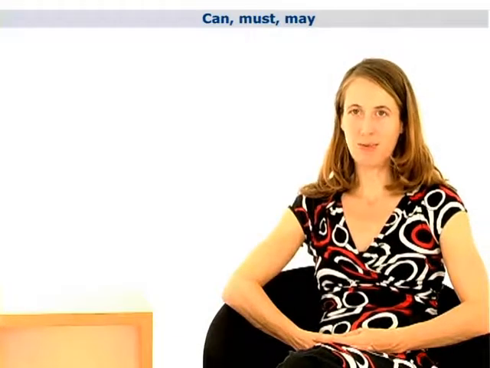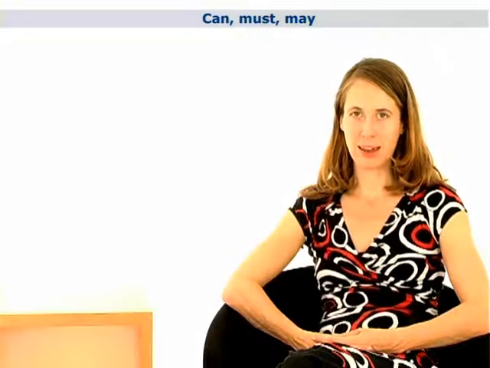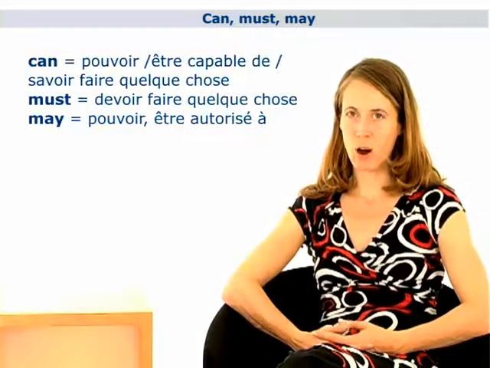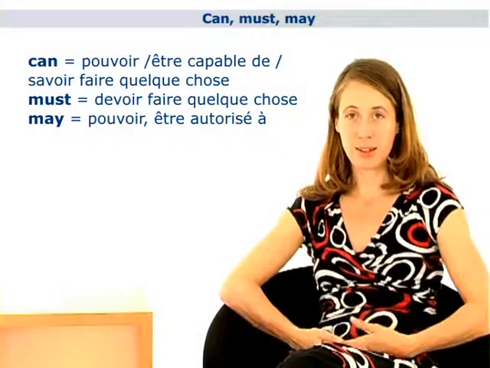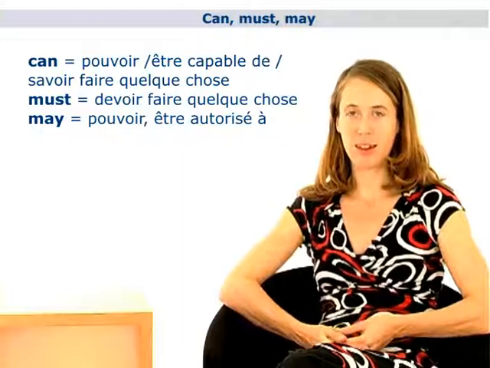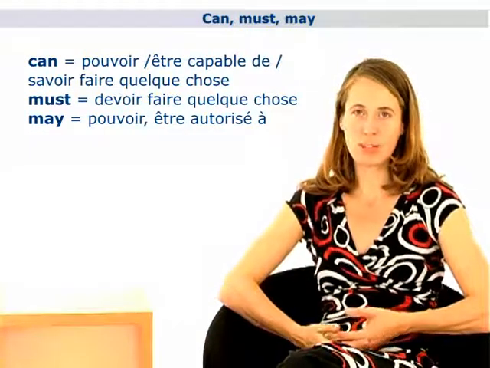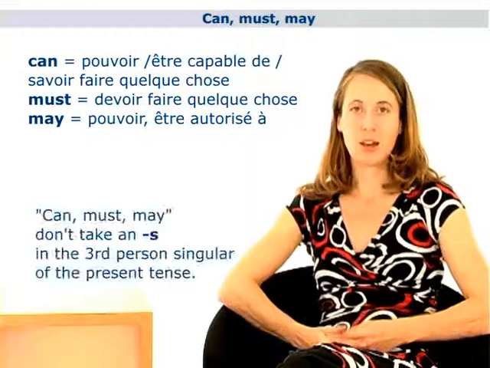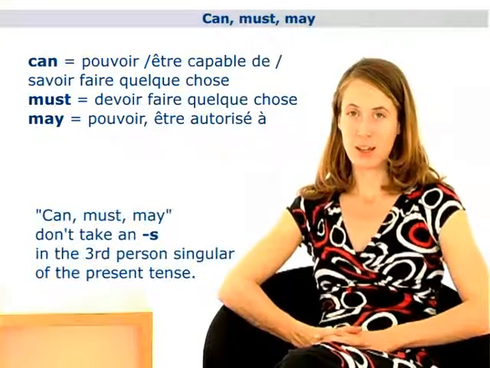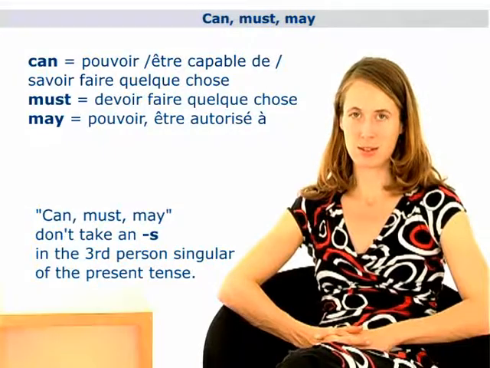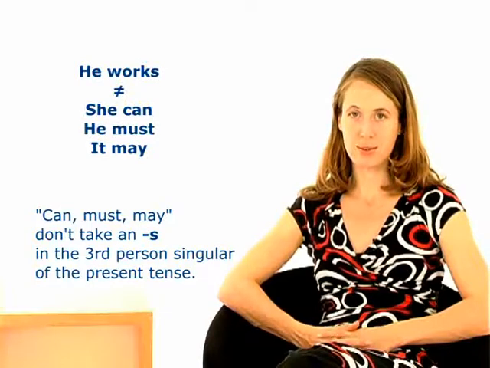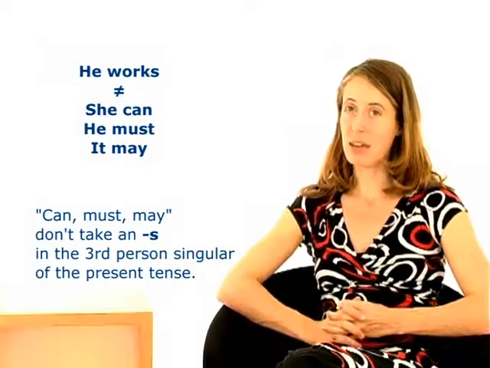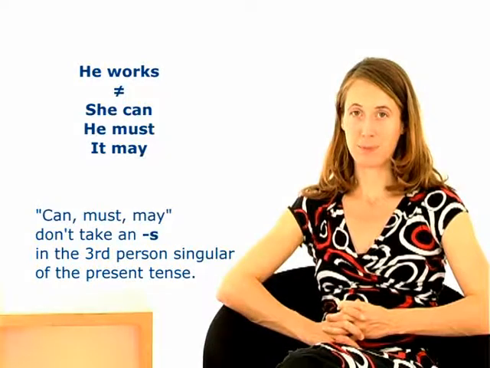Let's take a look at the three most common modals, can, must and may. Can signifie pouvoir, au sens d'être capable de, savoir faire quelque chose. Must exprime le devoir. Et may signifie pouvoir au sens d'être autorisé à. Contrary to the other verbs, they don't take an S in the third person singular of the present tense. Look, he works, but she can, he must, it may.